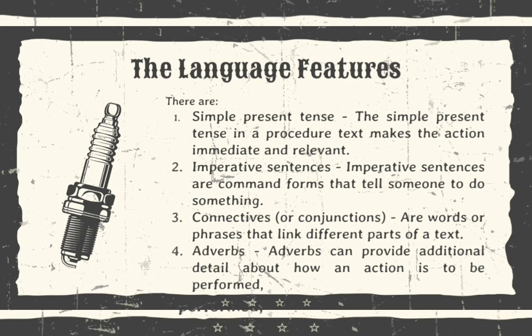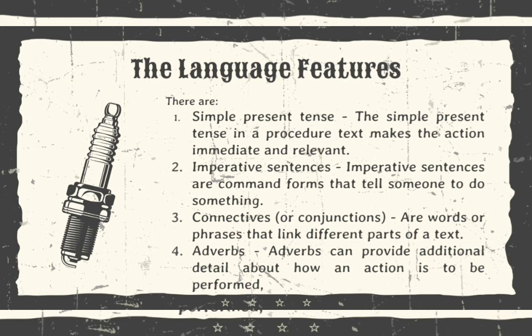And then the next one is the imperative sentences. Imperative sentences are command forms that tell someone to do something. They are direct and to the point, which is essential in instructions. For example, when you try to start the motorcycle engine, the sentence can sound like this: hold the gas for about 20 seconds to start the engine. That's the example of imperative sentences.